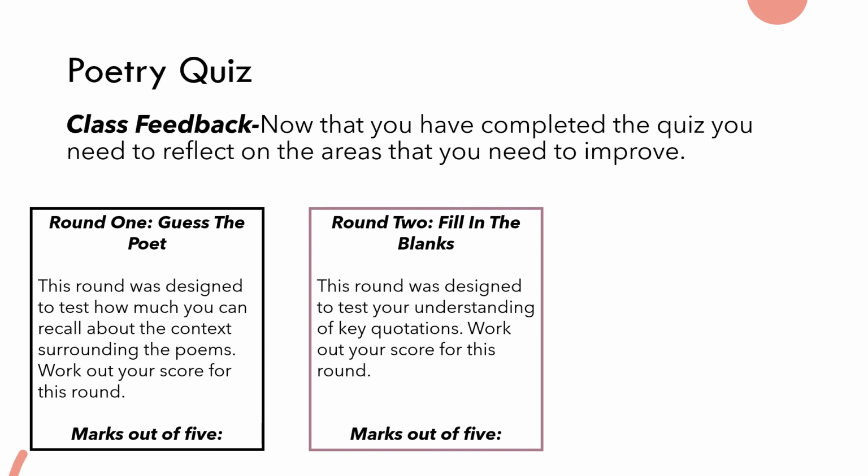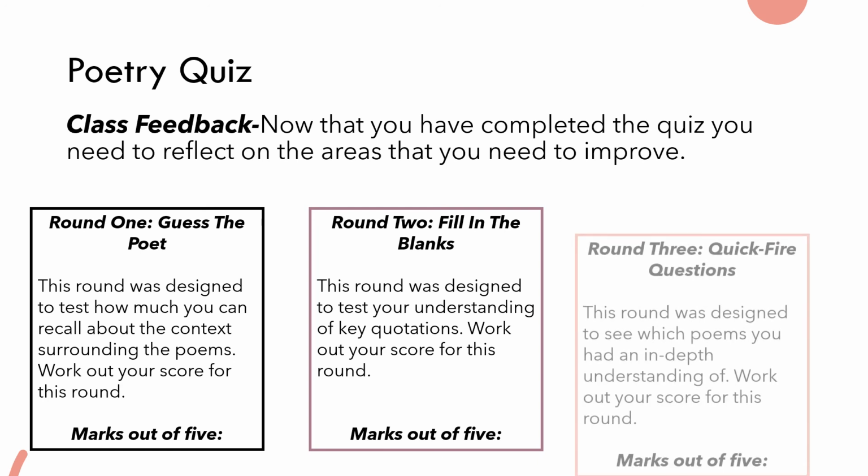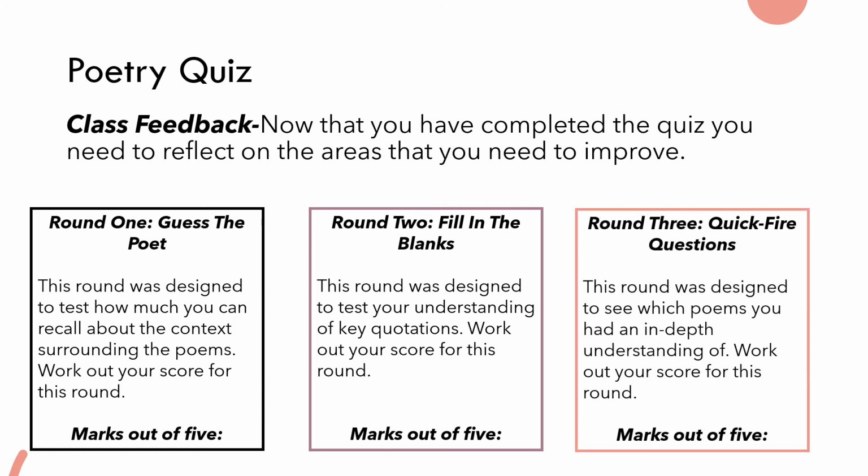Round 2 was fill in the blanks. If you remember, you had a number of different quotations. You had to figure out how well you were able to piece them together and recall key quotes in each poem. Again, marks out of 5. And the final one was the quickfire questions. This was just designed to see which poems you had an in-depth understanding of, really knew inside and out, and really helps to tie together your understanding of all the poems. So again, if you work out your marks out of 5, that will help you to understand what your strengths are, what your weaknesses are, and gives you a target to meet next time should you want to do the quiz again.